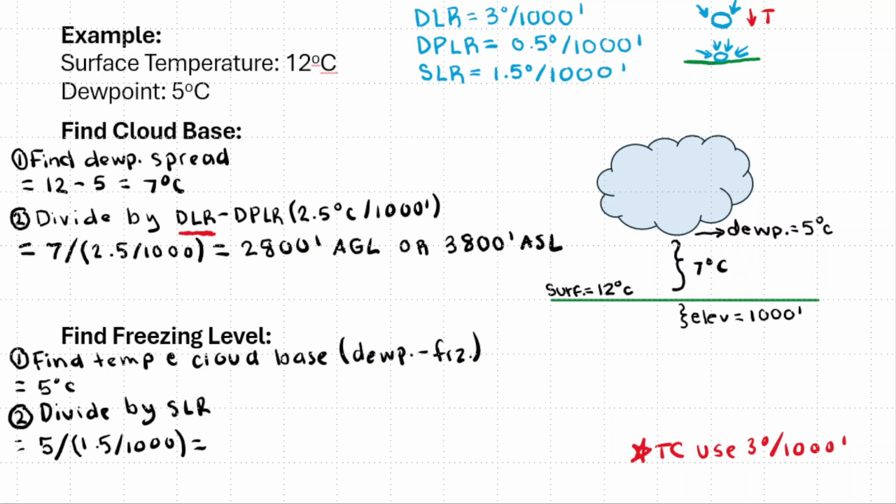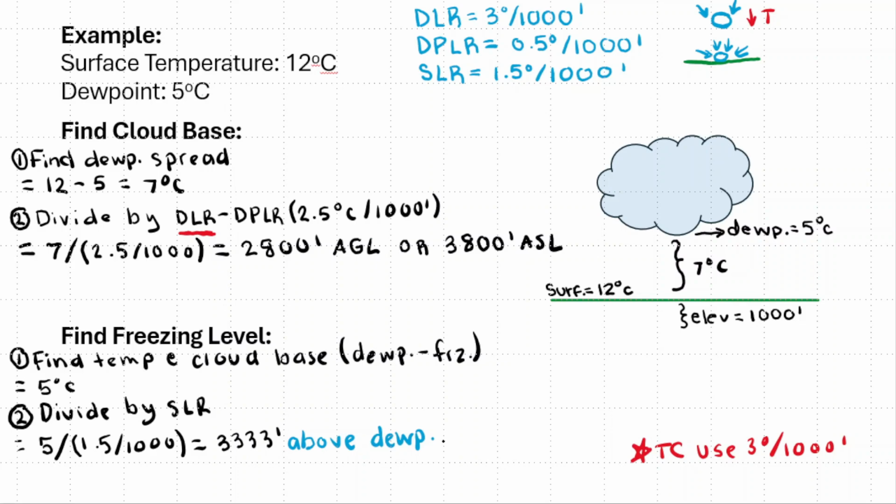And now, after you've done this, you'll find that we get the number 3,333 feet. The 3,333 feet is above the dew point. Okay, so that's important to note here. And I'll put that in blue. However, the numbers you're going to get on your TC exam are not going to ask you above the dew point. They're going to be asking you AGL or ASL, right?